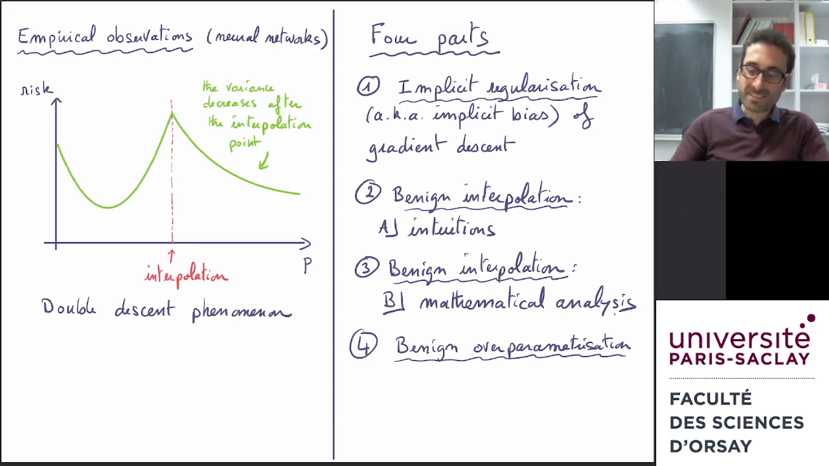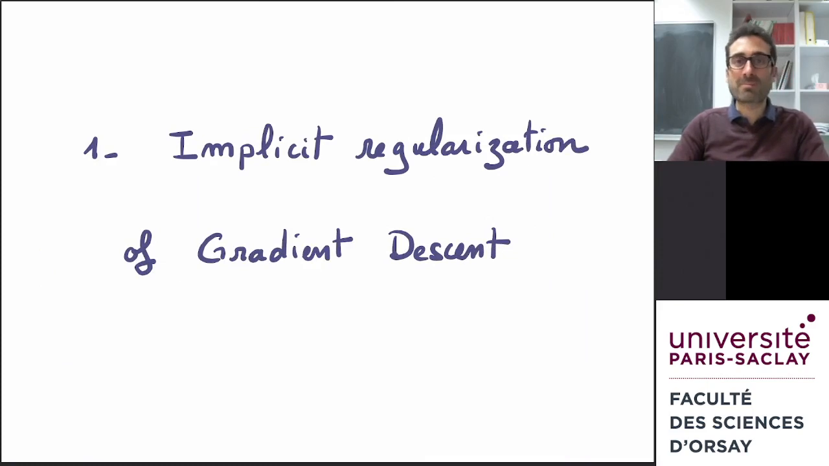So let us start with our topic, which is implicit regularization of gradient descent. Sometimes you may find the name implicit bias, but I prefer the name implicit regularization because bias has a very specific meaning in statistics, and this is not what we are talking about.